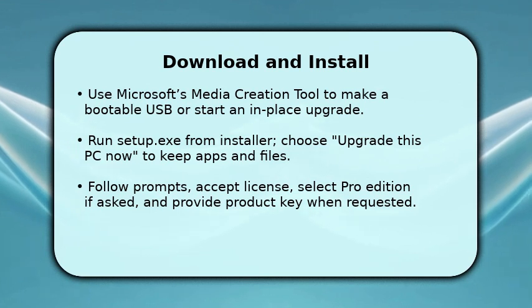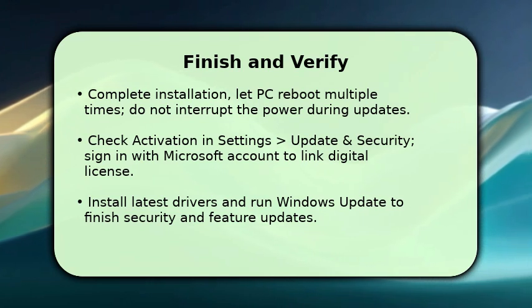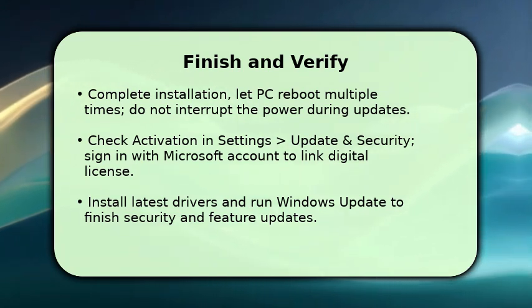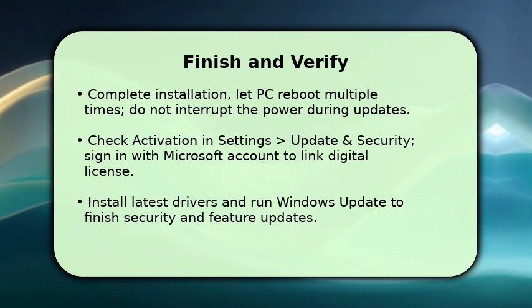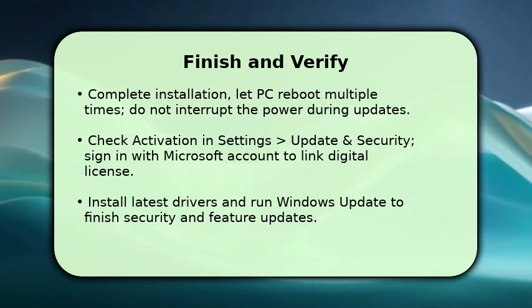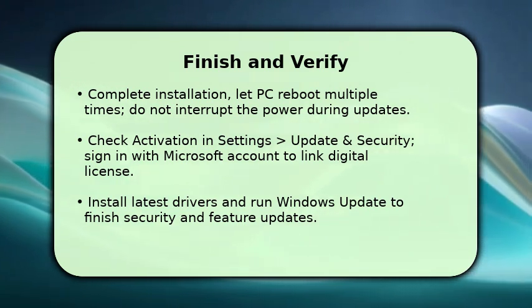Once booted, go to Settings, Update and Security, Activation and sign in with your Microsoft account to link the digital license. This makes future reinstalls seamless. Finally, install vendor drivers and run Windows Update to apply security patches and feature updates so your Pro install runs reliably.